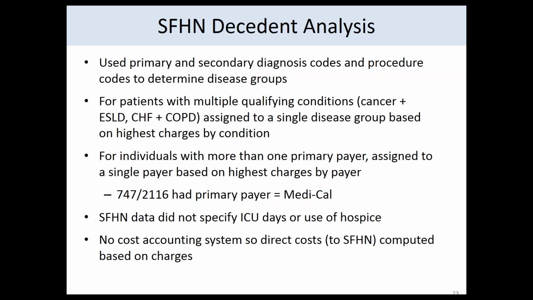Now, there were some limitations to the data, and I just wanted to point this out because in all of this type of work, we do the best we can with what's available. And there were a couple of data items that we would have loved to have, which just weren't available from the San Francisco Health Network. So they do not specify in a reliable way the number of ICU days associated with inpatient admissions. So we couldn't look at a very common metric of proportion of patients who had an ICU stay in the final 30 days of life. That would have been nice to know, but we couldn't access it, nor did they have information describing use of hospice. And also, they don't have a cost accounting system.